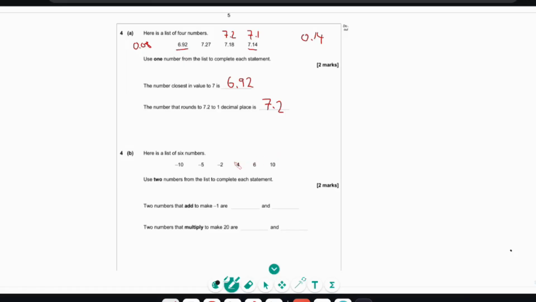2 numbers add to make -1. Okay, so -5 add 4 would give you -1. And 2 numbers that will multiply to make 20. Two negatives multiply to make positive. If you just look at the positive numbers, none of those multiply to get 20, so it's got to be 2 negatives. -10 and -2.